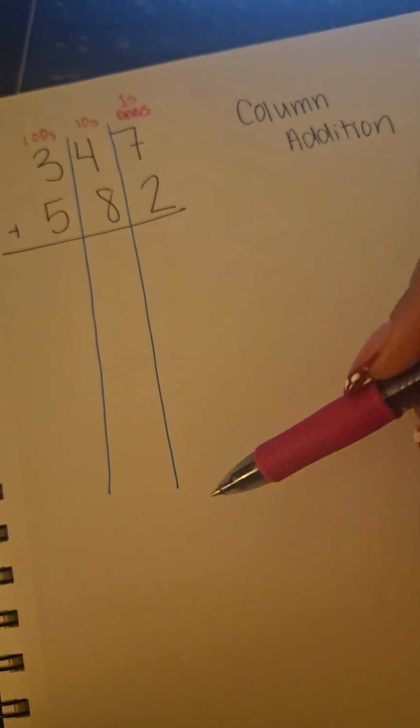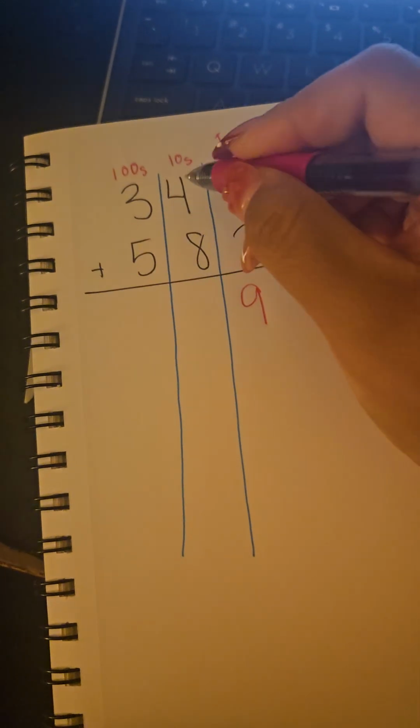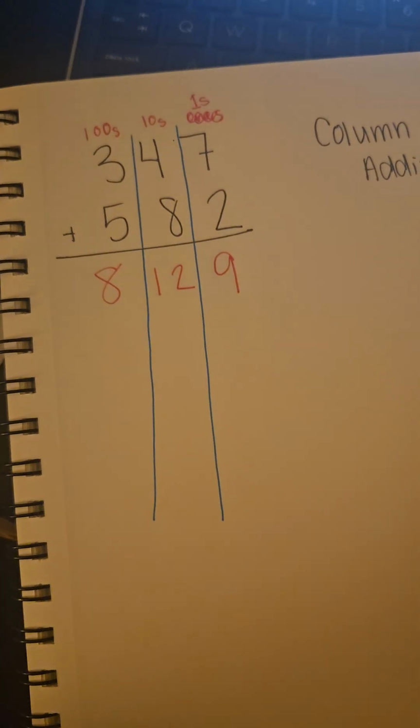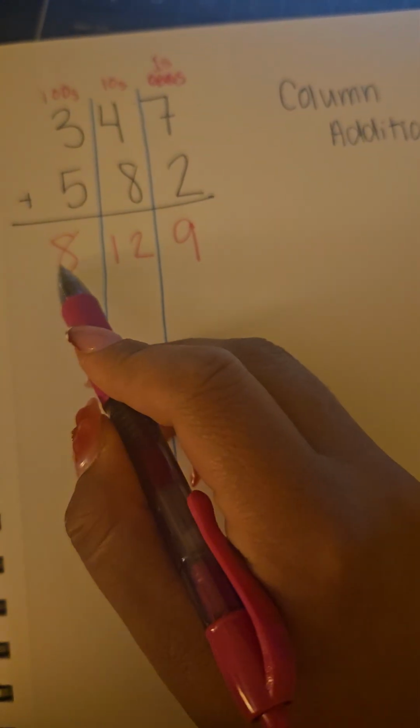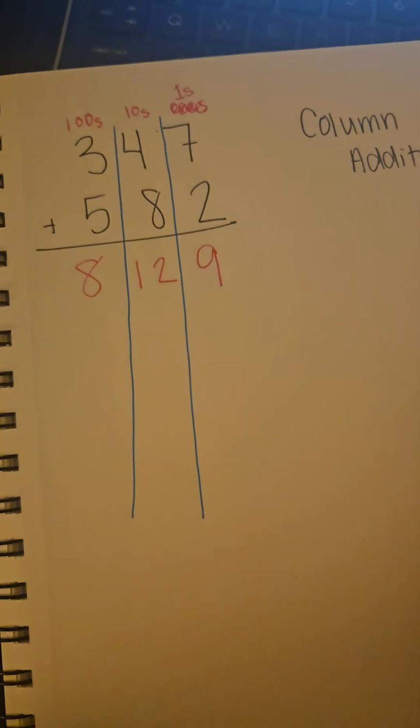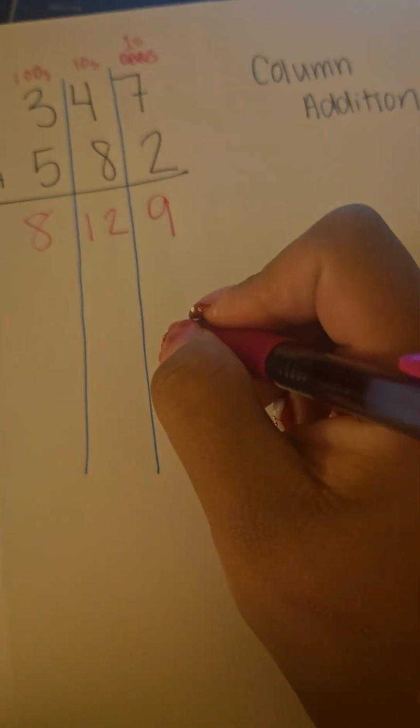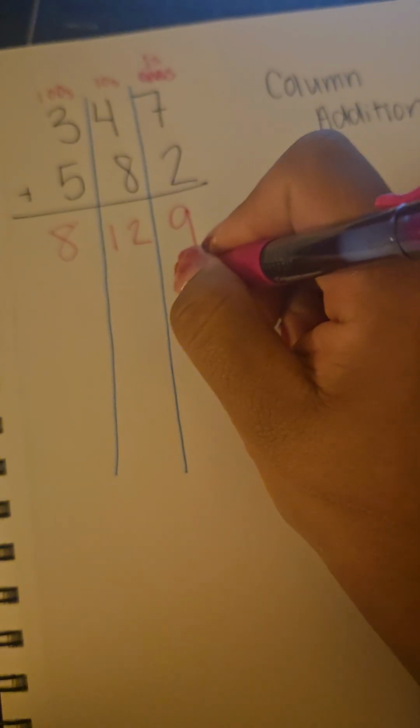So what we're going to do is we are going to add these. So here we have 7 plus 2, which is 9. Here we have 4 plus 8, which is 12. And then on this last one, we have 3 plus 5, which is 8. Now we have to get it so there is only one digit in each column. So this one is fine. So I'm going to put the 9 right here.